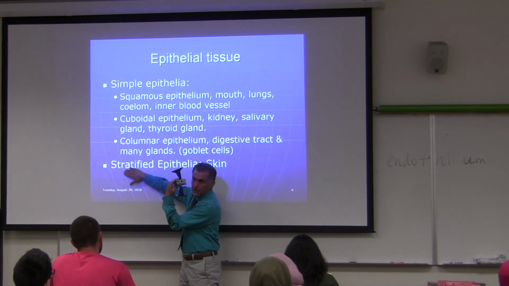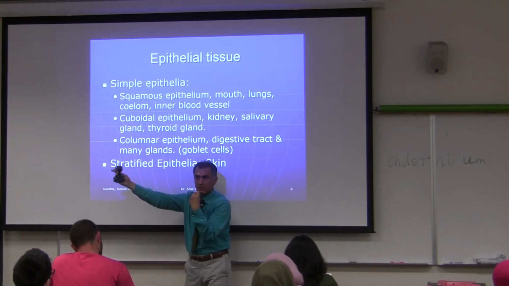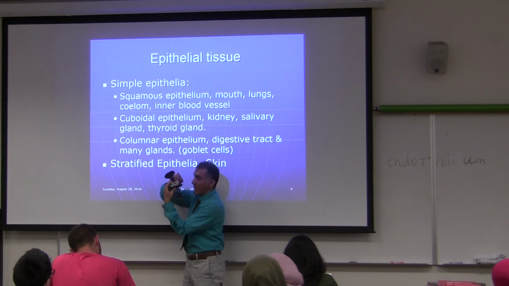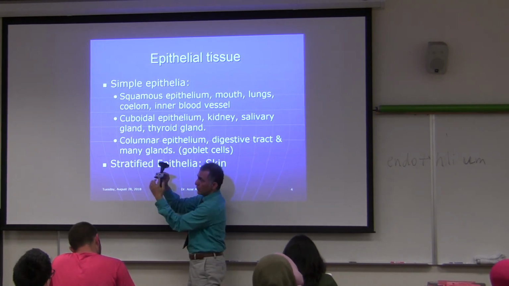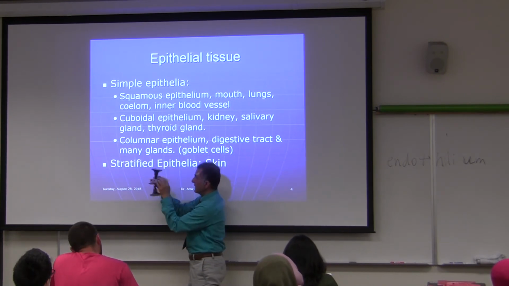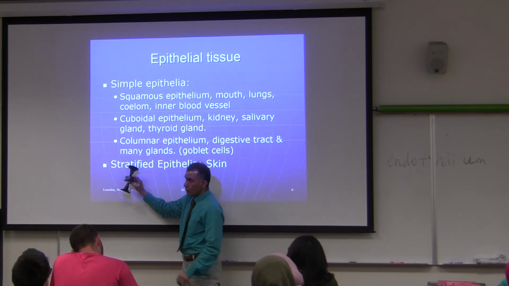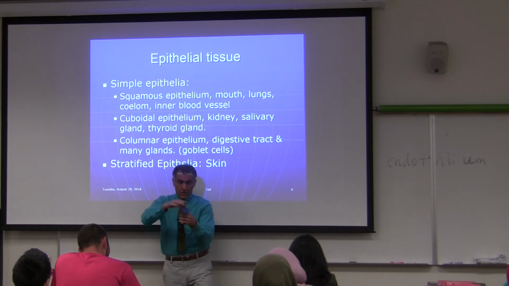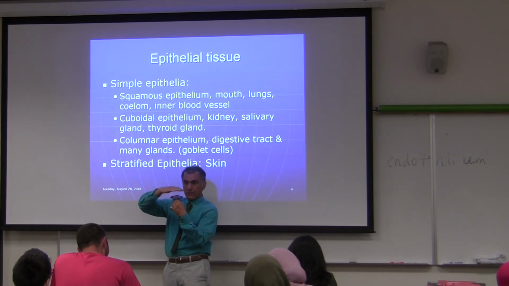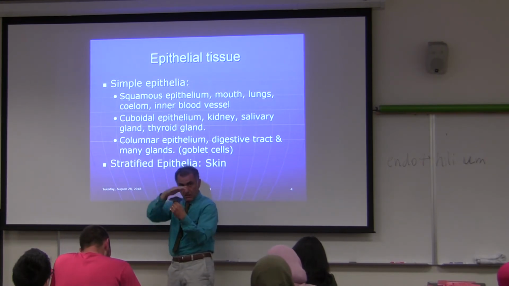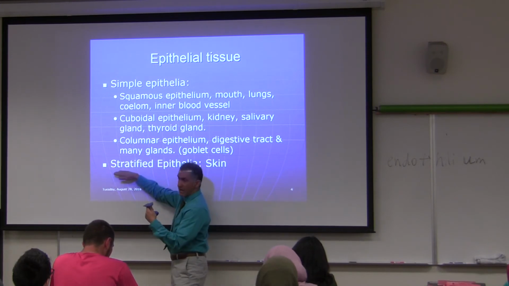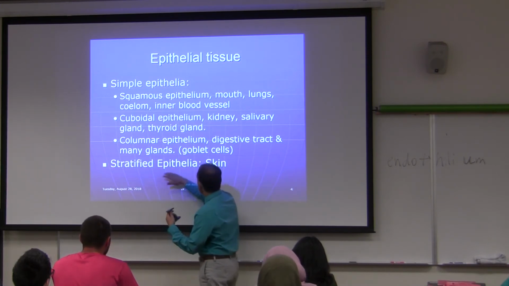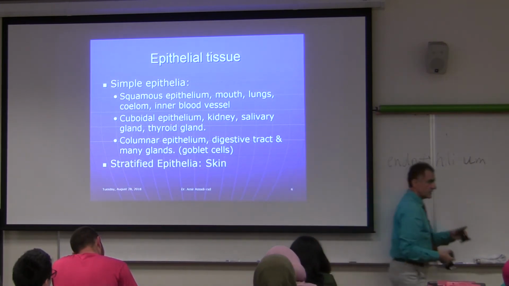Do I make sense? One layer, simple. More than one layer, whatever it is, squamous, cuboidal, then it is called stratified. You might have several layers, like in your skin. You have several layers of squamous on top of each other in your skin. So still, it's called stratified. Okay? Stratified epithelial, like your skin. That's found in your skin.